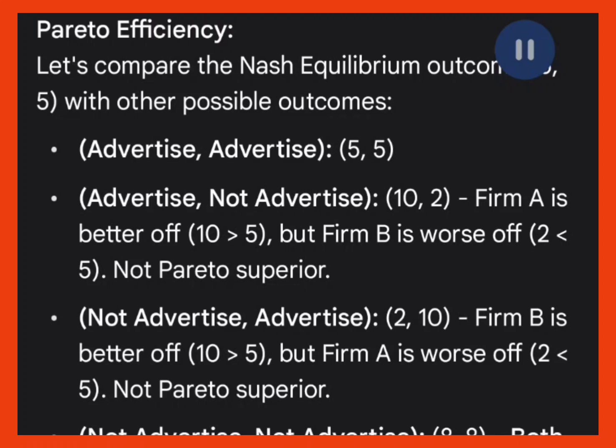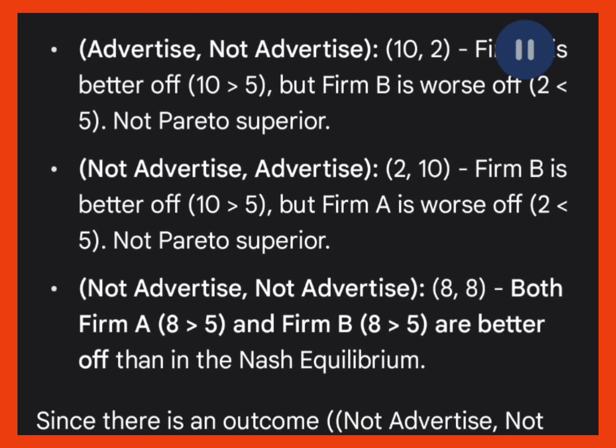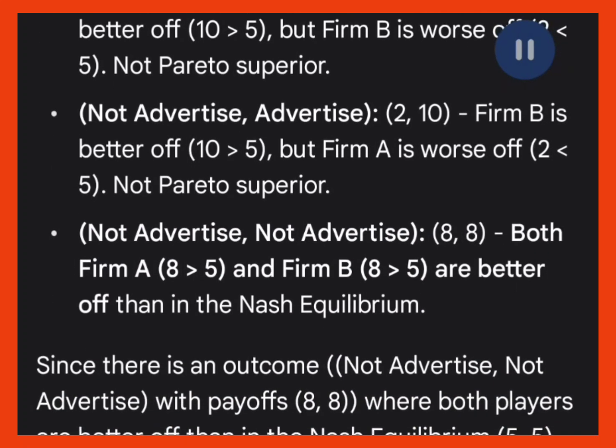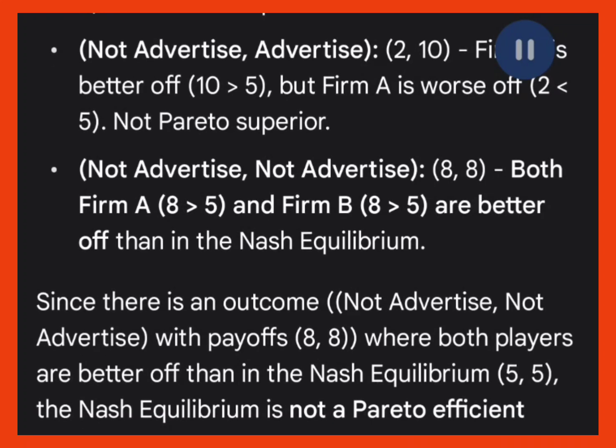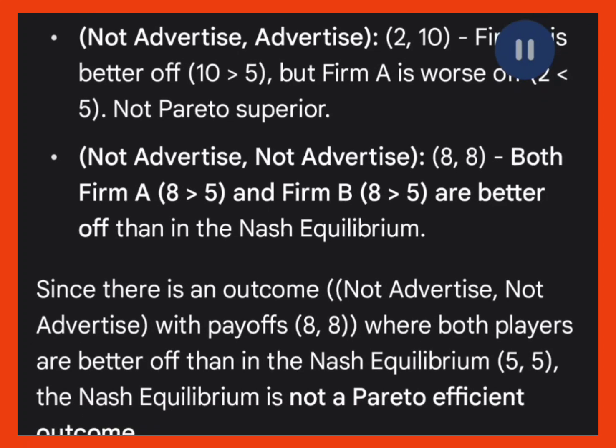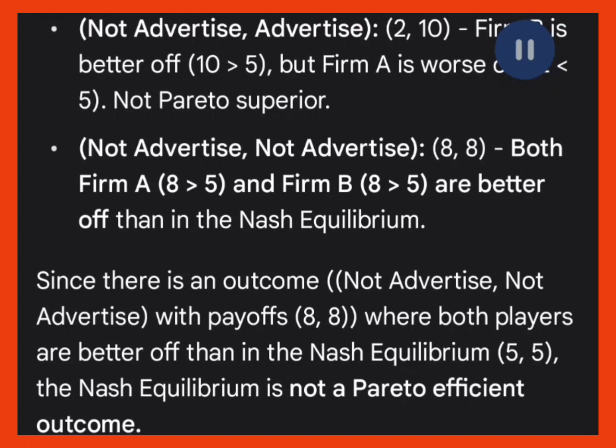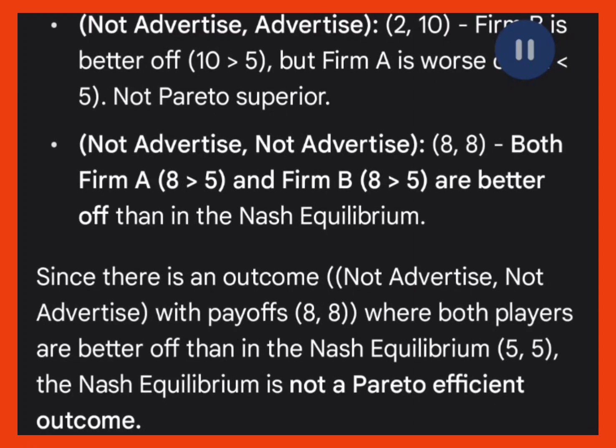Advertise, advertise: 5, 5. Advertise, not advertise: 10, 2. Firm A is better off, 10 greater than 5, but Firm B is worse off, 2 less than 5, not Pareto superior. Not advertise, advertise: 2, 10. Firm B is better off, 10 greater than 5, but Firm A is worse off, 2 less than 5, not Pareto superior.